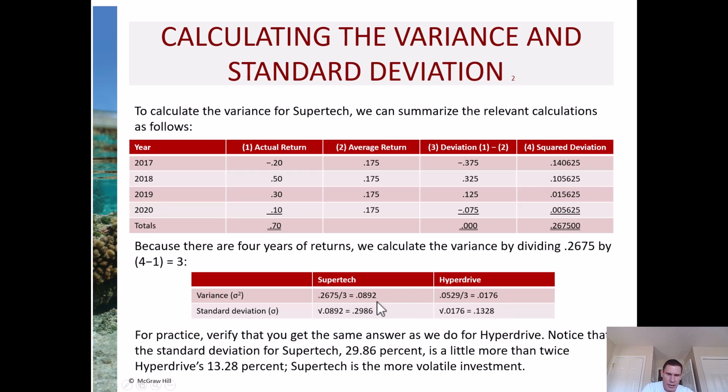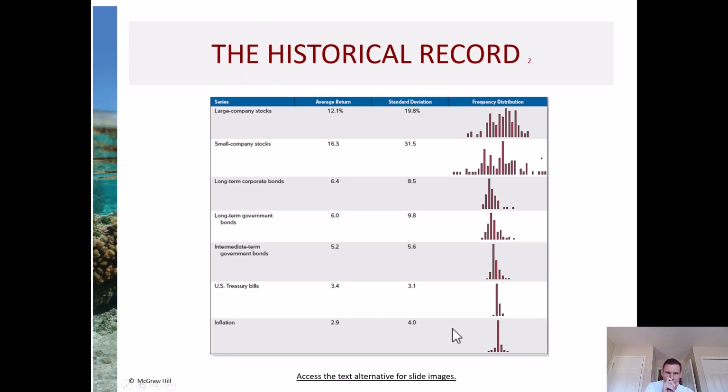So you can see the variance and the standard deviation. The variance for Supertech 0.08 versus 0.01. So of course the variance for Supertech is higher. The standard deviation is also higher. So you could kind of think of Supertech as more volatile.